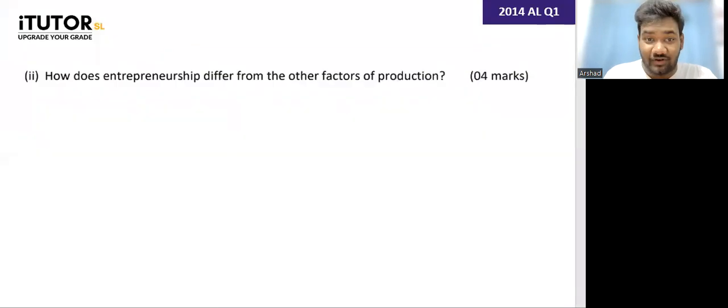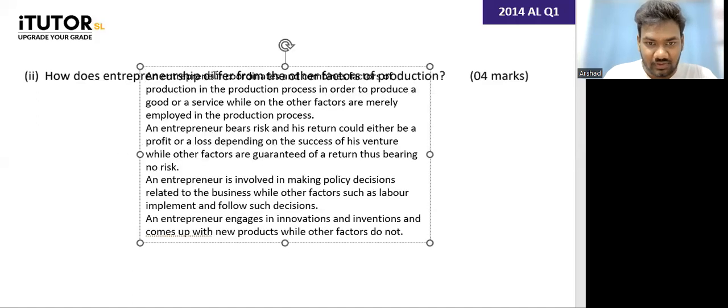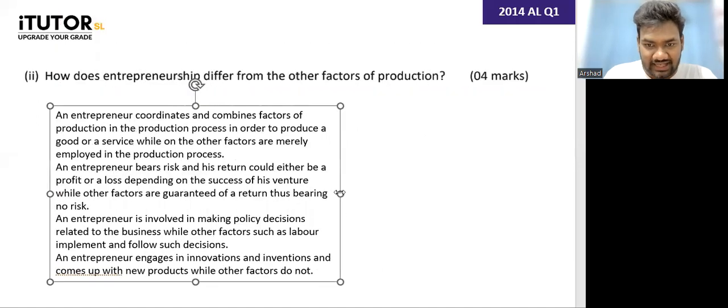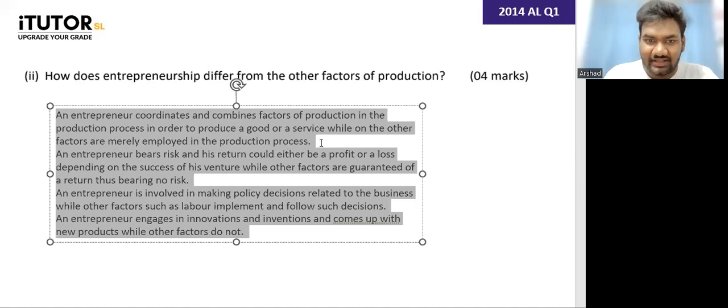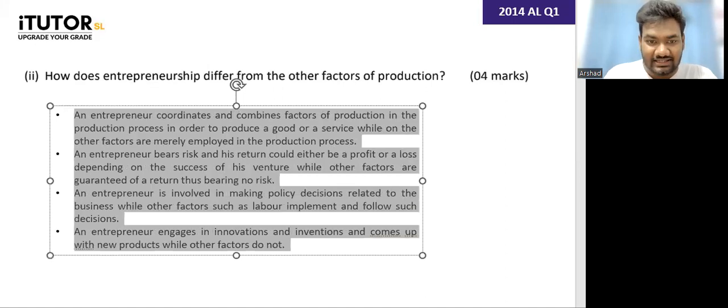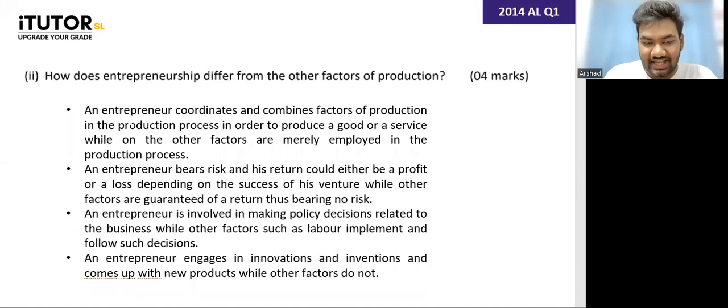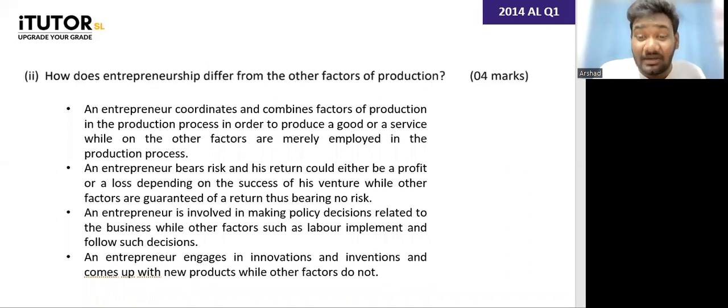How does entrepreneurship differ from the other factors of production? You can write something like this. So you can say an entrepreneur is someone who combines the factors of production. Remember, we talked about the functions of an entrepreneur. So you can say an entrepreneur combines the factors of production and produces a good or service, while the other factors of production are merely employed in that process. They don't combine or anything.